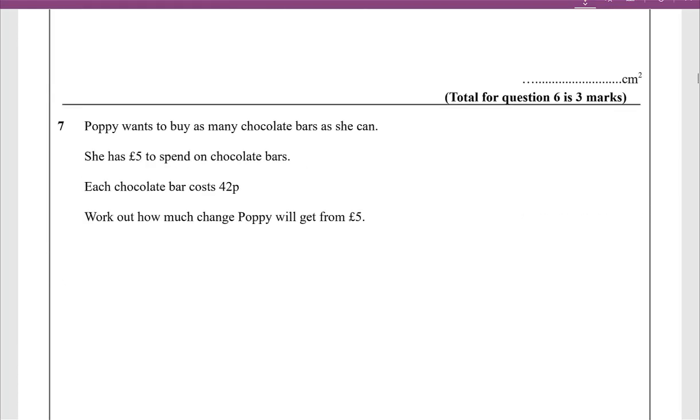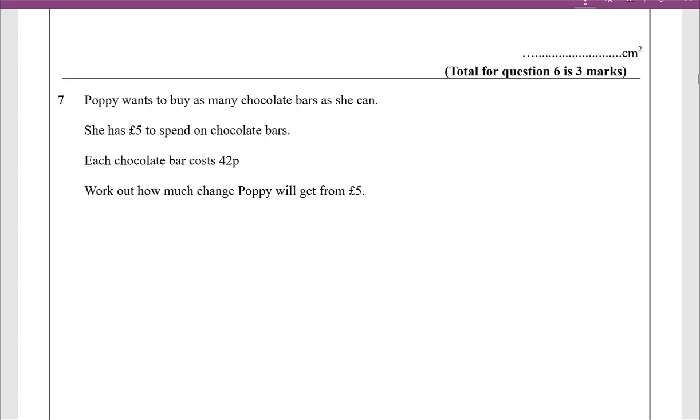Next question, number 7. Poppy wants to buy as many chocolate bars as she can. She has a £5 note to spend on chocolate bars. Each chocolate bar costs 42p, 42 pence. Work out how much change Poppy will get from £5. Now, because it's all in pence, we can change the £5 into pence and then work it that way. That sounds easier.